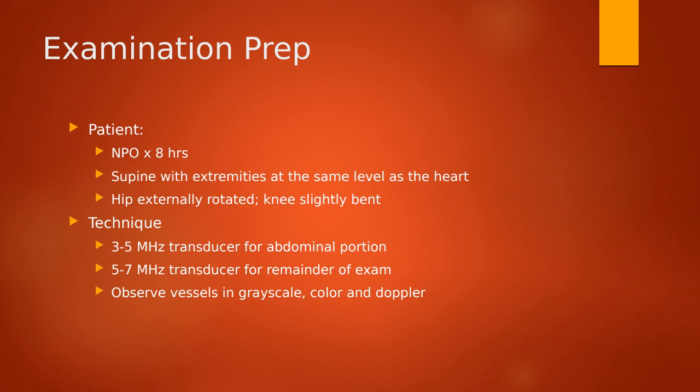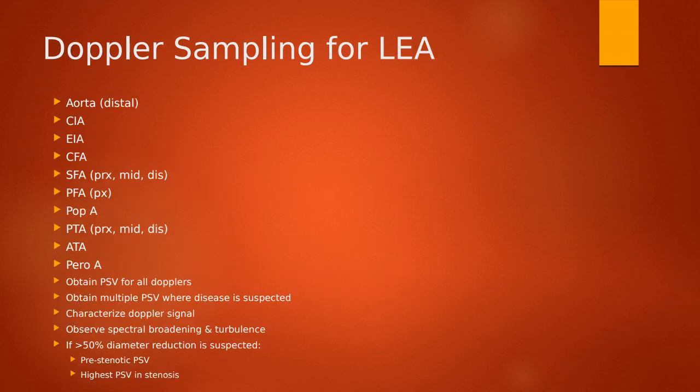We are going to be using our curve transducer for the abdominal portion, and then we're going to switch to our vascular probe for the rest of the leg portion. We're doing the same thing as we typically would for a regular aorta, but we're just taking that all the way down the legs. So we're doing grayscale, color, and Doppler. Of course, we're not going to be doing any compression because we're talking about the arterial system.